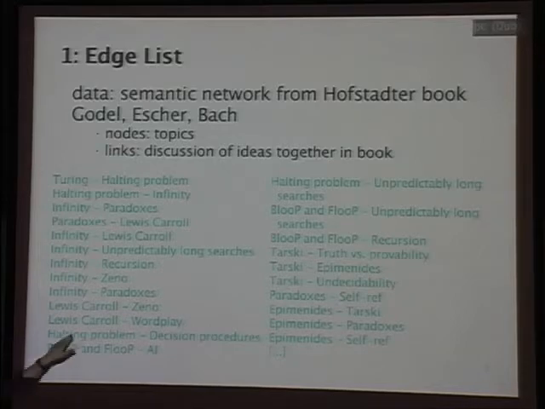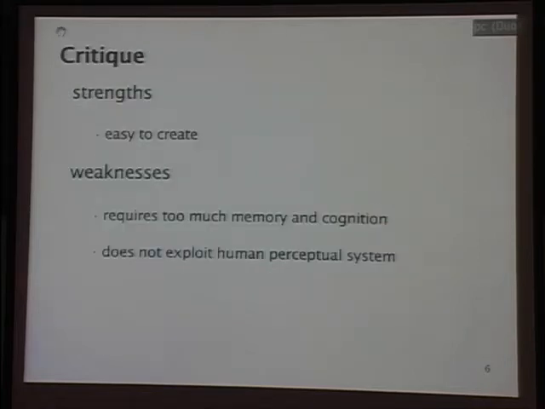And then you continue to see, decision procedures are connected to the halting problem. And what you're doing is you're using a lot of memory, and you're having to do specific cognitive processing to reach the conclusion of what's in the nearby vicinity of infinity. So what's nice about this is it's dead easy to create, and what's horrendous about this is it's actually requiring a lot of work for the human, and we're not doing any of this exploiting of the perceptual system. That is the hallmark of visualization.